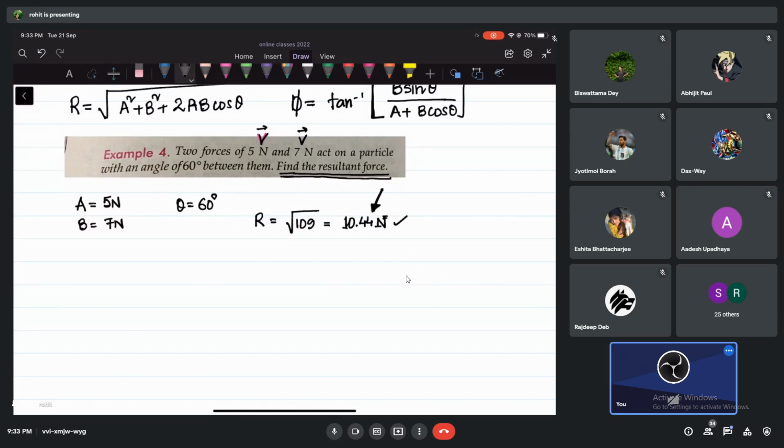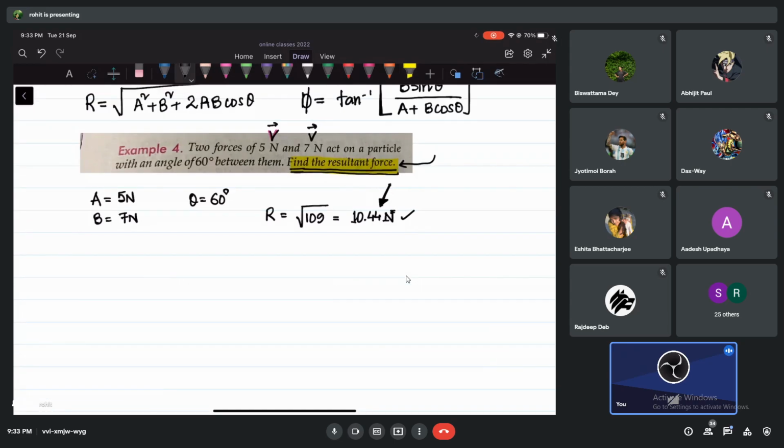Okay, wait a minute. But what is the question? Find the resultant. What is the meaning of find the resultant? When they ask you to find the resultant force, it does not only mean magnitude. You also have to tell me the direction, we'll use phi. So I'm asking you, did you really draw the diagram or not, guys?